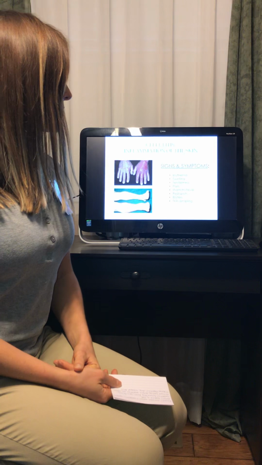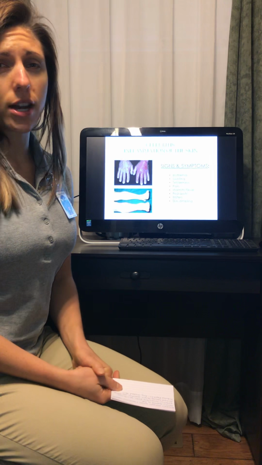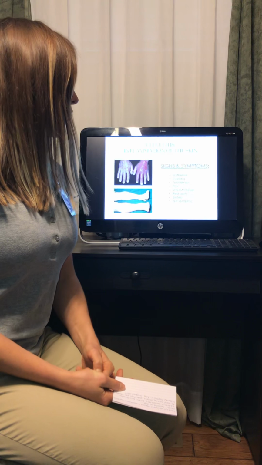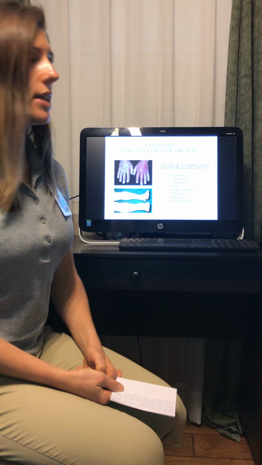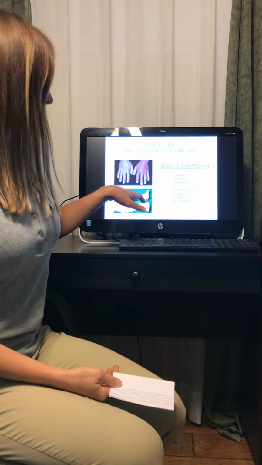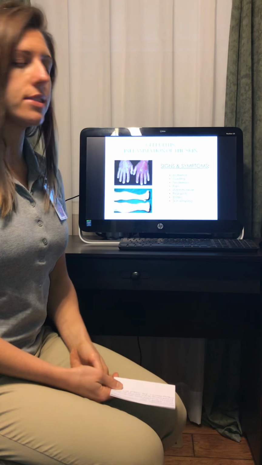Some signs and symptoms will be redness of the skin, swelling, tenderness, pain, warmth or fever, red spots, blistering, or skin dimpling. And I hope you can see these pictures, but they're going to kind of show you what it would actually look like on the skin.